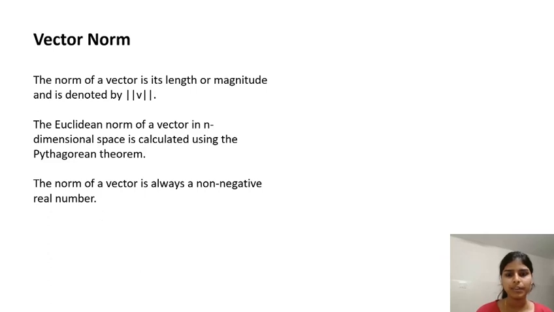Let's come to the vector norm. The norm of a vector is its length or magnitude and is denoted by modulus v. The Euclidean norm of a vector in n-dimensional space is calculated using the Pythagorean theorem. The norm of a vector is always a non-negative real number.